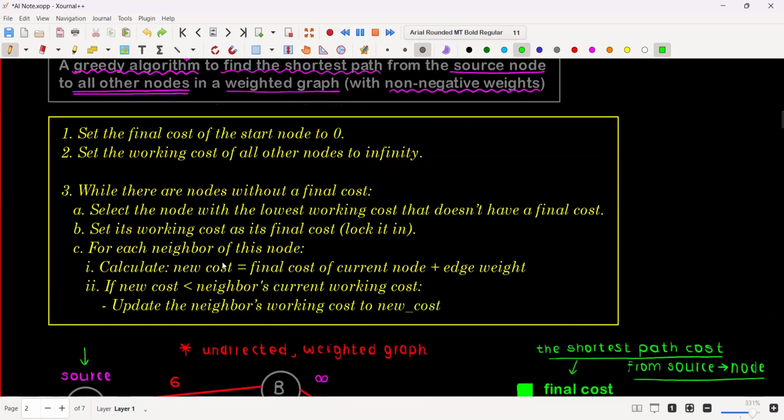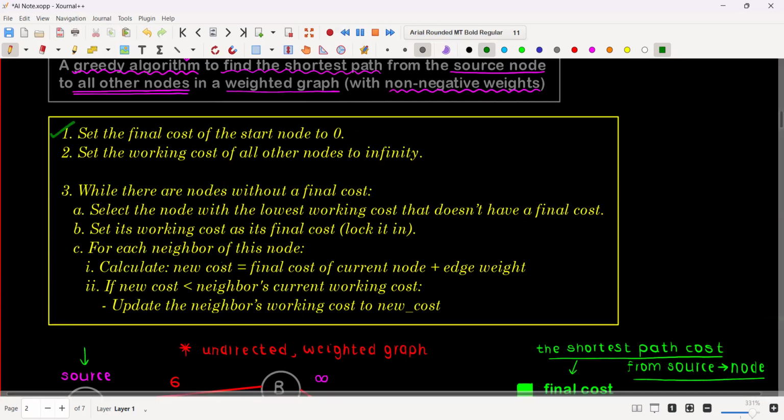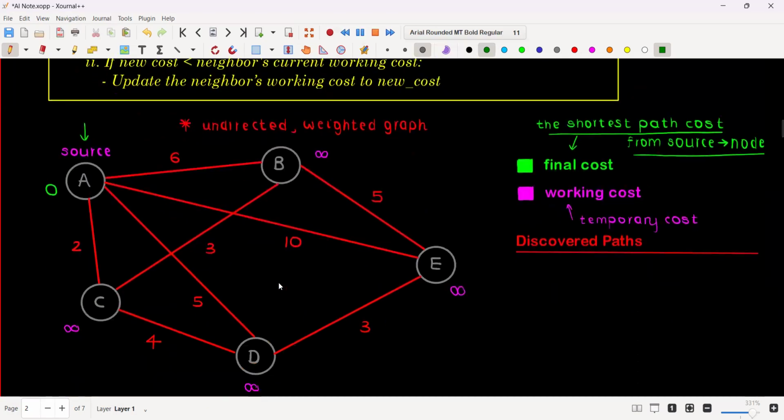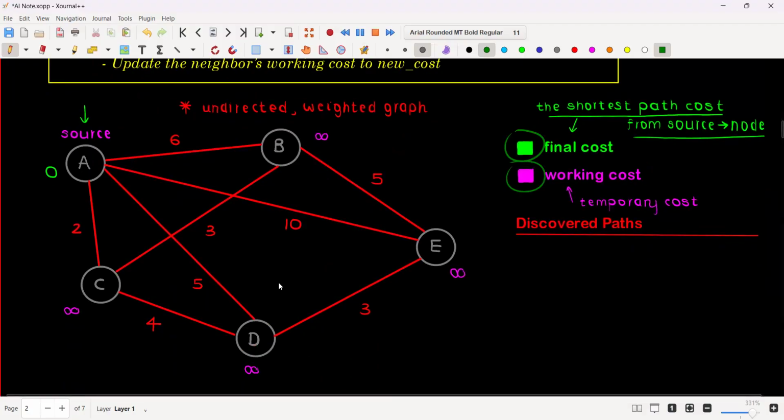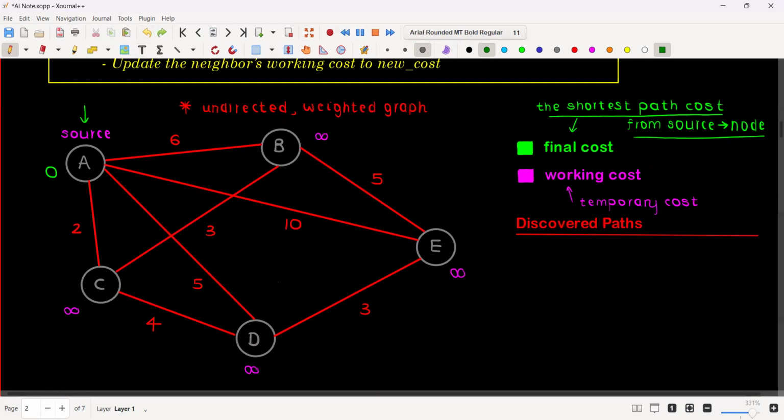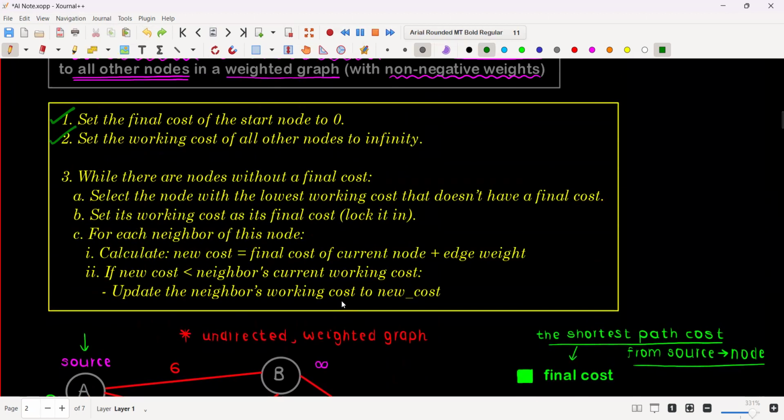We can go back to the algorithm now, and you can see that the algorithm says step 1, set the final cost of the start node to 0, which is what we did, and set the working cost of all other nodes to infinity. You can see the final costs in green color, and you can see the working costs in pink color or magenta. Right, now it's time to go through Dijkstra's algorithm. Let me go to the algorithm and see what it asks us to do.